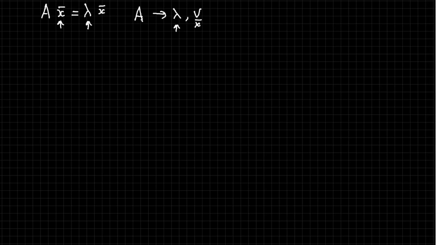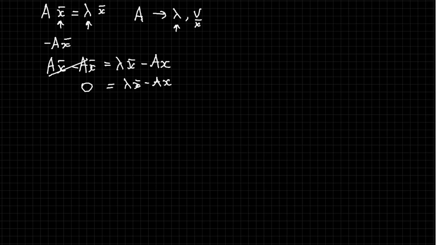And so let's rearrange this equation. Let's subtract Ax from both sides, so that's Ax minus Ax is equal to lambda x minus Ax. That cancels out, that gives us 0 is equal to lambda x minus Ax. Because this is a vector, we can take it outside, so we can go x lambda minus A.